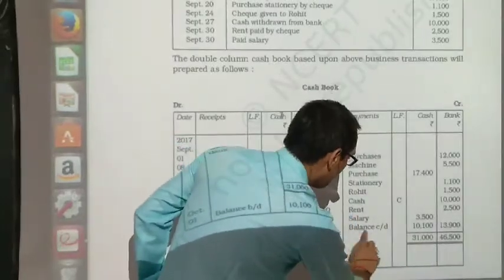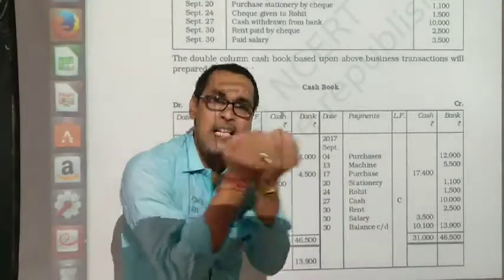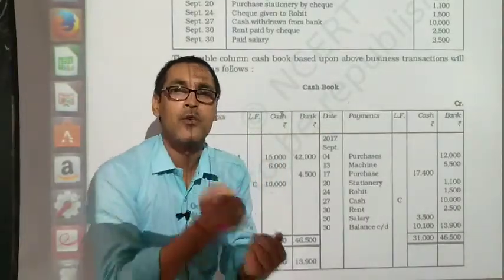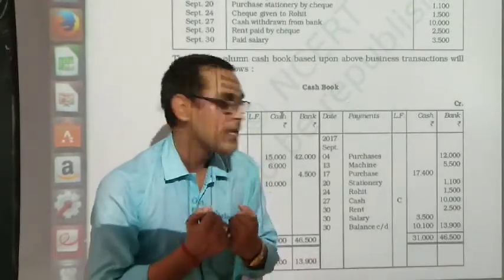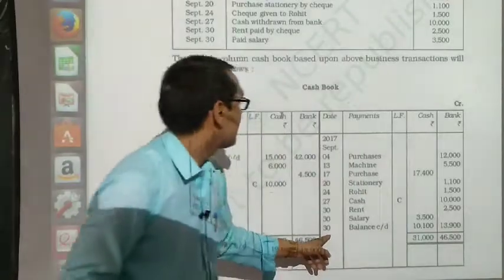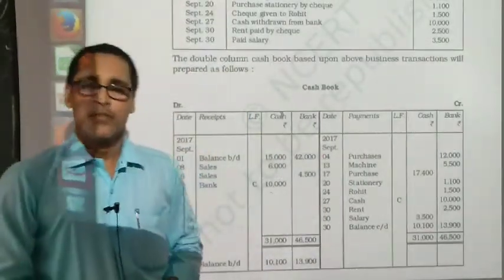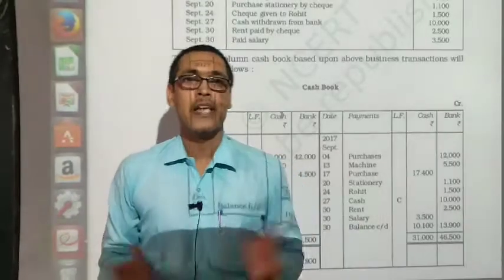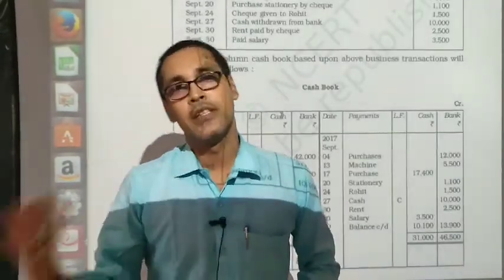What does by balance c/d mean? It means that we have a cash balance at the end of the month of rupees 10,100, and we have a bank balance of rupees 13,900 on 30 September 2017. So student, I hope you are understanding, and this is enough for today. In the next video I will discuss the next topic. Thank you.